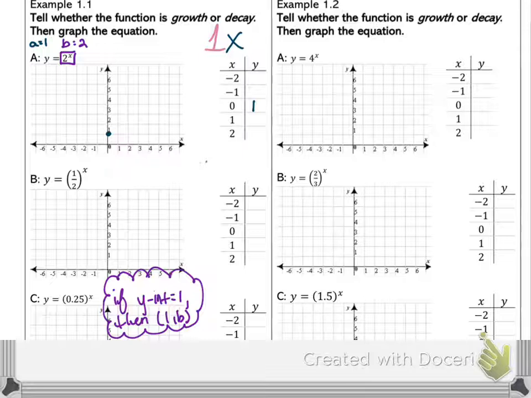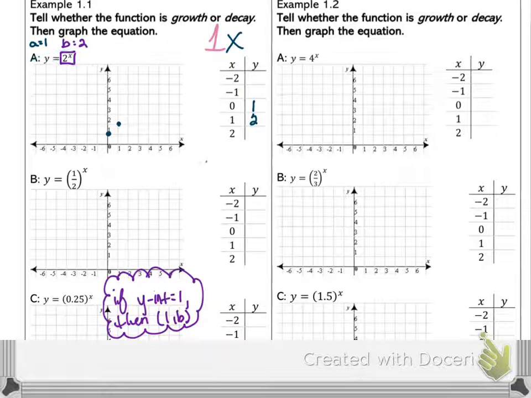I already know what b is, and that is 2. So I can put another point at (1, 2). All right, so I have 2 points, but that's not enough to have an exponential function. So there's one or two things you can do. The first thing is you can use a calculator and get your values that way, or you can just plug it in to your formula.